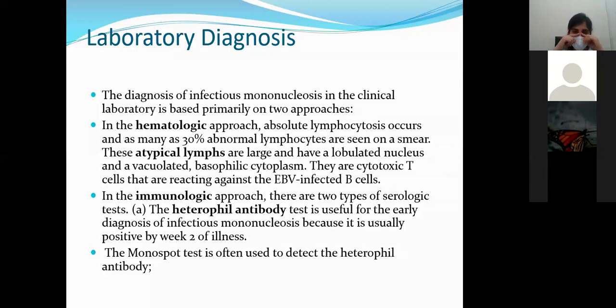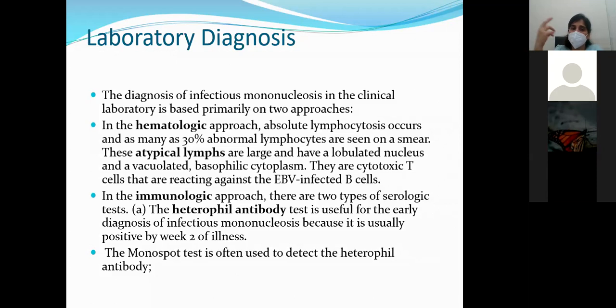In the immunological approach, there are two types of serological tests. There is the heterophilic antibody test, which is useful in the early diagnosis of infectious mononucleosis, and which is also called the spot test, because it is usually positive by week 2 of the illness. And the monospot test is often used to detect the heterophilic antibody.